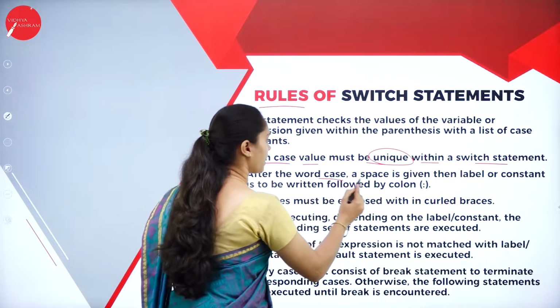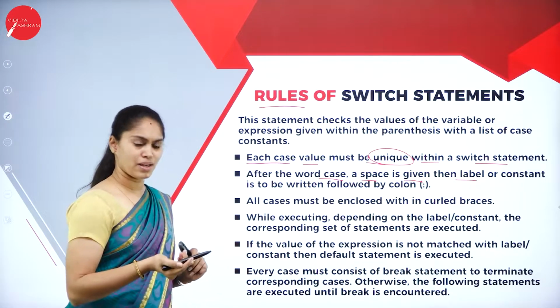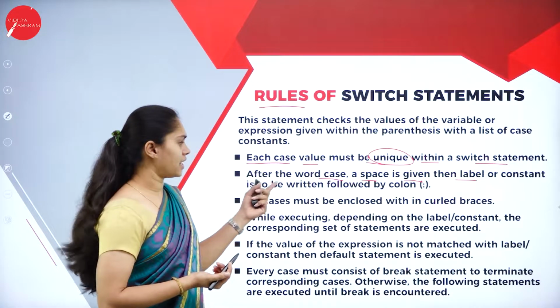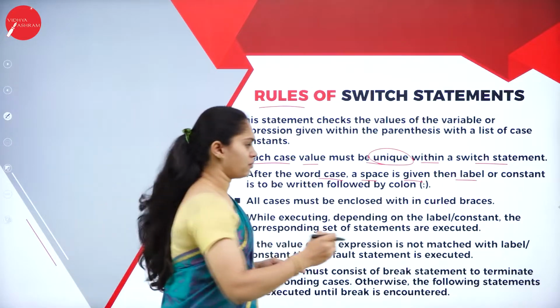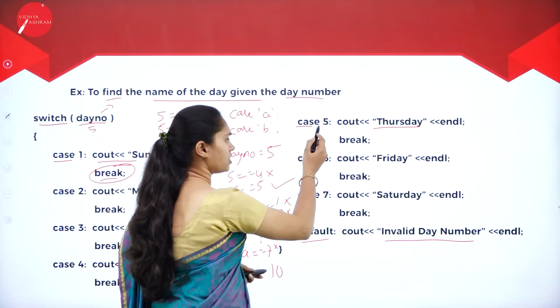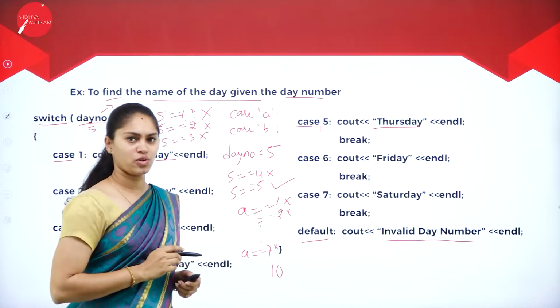After the word case, a space is given. Then the label we use can be any value like a constant, variable or a character, and that needs to be followed by a colon. That is what you can see here: case, then one space, then the label value, then a colon.